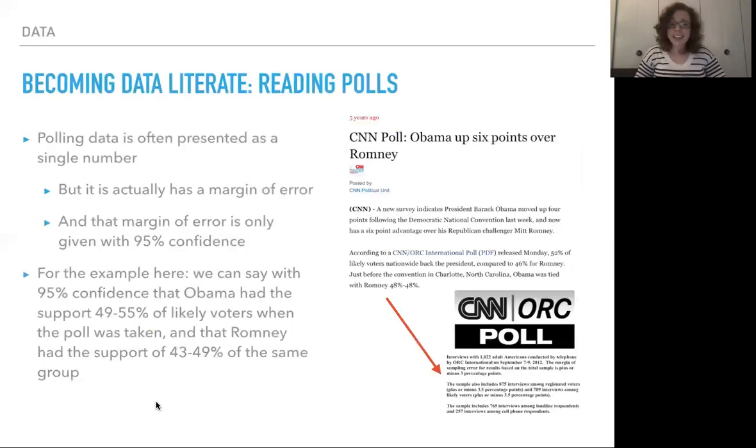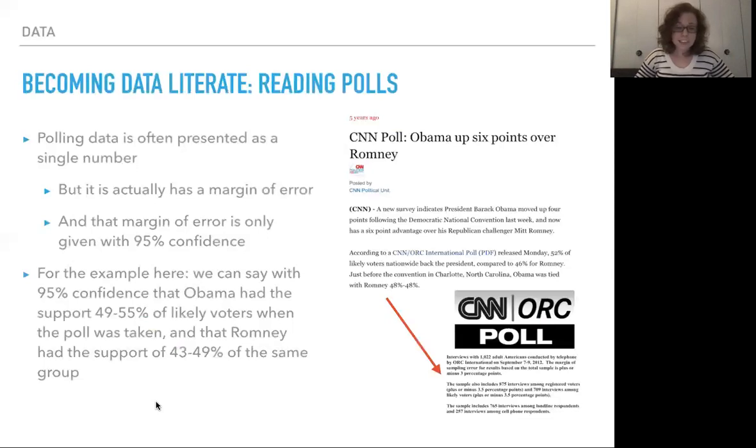And actually, that margin of error is for a 95% confidence interval, meaning that we are only 95% confident that plus or minus 3 actually is going to make this number encompass the actual number if we were to be able to ask every American. So basically what we were actually saying here is with 95% confidence, we can say that Obama had the support of 49 to 55% of likely voters and that Romney had the support of 43 to 49% of the group.